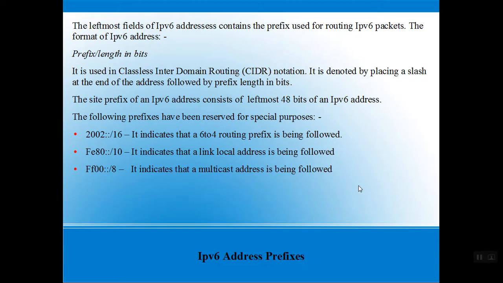Now let's discuss what IPv6 address prefixes are. The leftmost fields of an IPv6 address contain the prefix used for routing IPv6 packets. The format of an IPv6 address is prefix/length in bits. It is used in classless inter-domain routing, or CIDR notation. It is denoted by placing a slash at the end of the address followed by the prefix length in bits. The site prefix of an IPv6 address consists of the leftmost 48 bits of the address. The following prefixes have been reserved for special purposes.